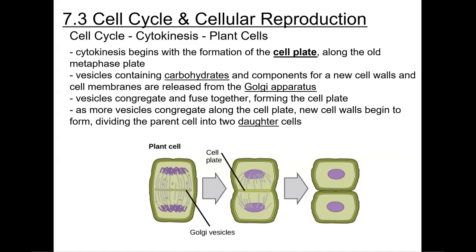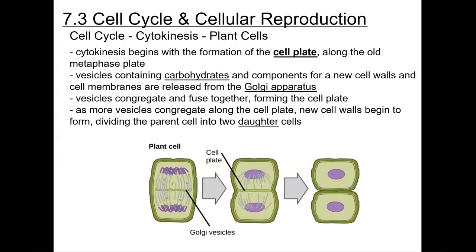If it is a plant cell, it's going to start as a cell plate. It doesn't actually go in and create that cleavage furrow. It also will not have spindle fibers, and it's not going to have those centrioles or centrosomes. Remember, those are only found in animal cells like what we just saw. So we're going to form a cell plate, which is going to form around that metaphase plate.